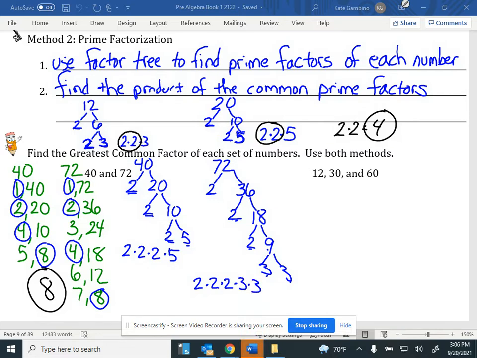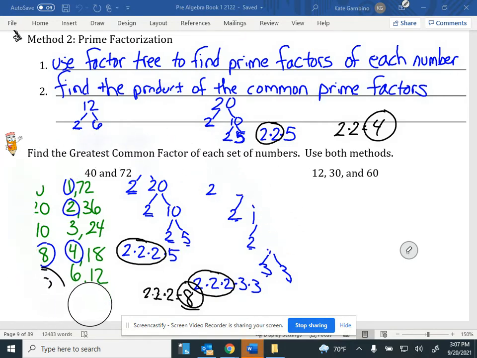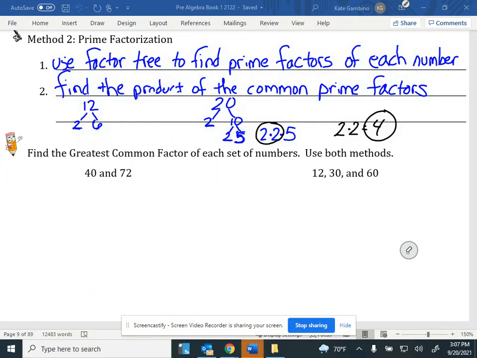And I'm going to compare and see which primes we have. I see 3 2s here, and I see 3 2s here. So I'm going to say 2 times 2 is 4, times 2 more equals 8. And we get the same greatest common factor of 8. Let's do one more set to make sure we're understanding the difference between the two ways of finding greatest common factor. So let's do 12, 30, and 60.